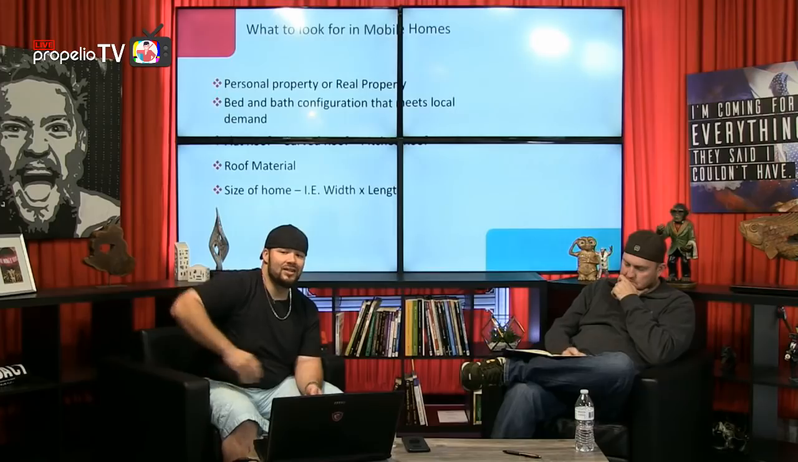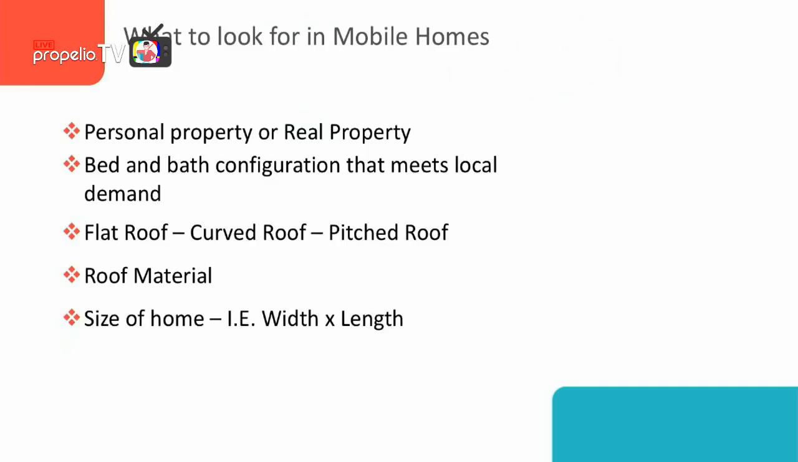Okay, the size in the home, width and length, we've already discussed that. Make sure that it meets the demand in the neighborhood that you're gonna be able to sell it. Other things that I like to look for on mobile homes is what type of plumbing is located in these things. A lot of times you'll have PEX.